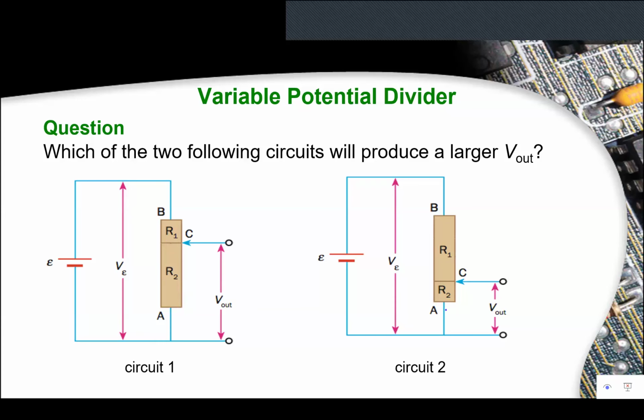As compared to circuit 2, my R2 is so much smaller than my R1. So my R1 will be the one that takes up more energy, will require more voltage. So more of the EMF will go to R1 rather than to R2. So my V out should be smaller. So which circuit will give you a larger V out? The answer is circuit 1, because it has a larger resistance across the V out.